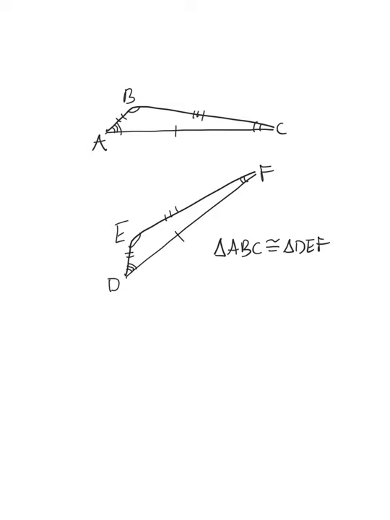And same with angles. Angle A is congruent to angle D. There's angle A with 3 markings, angle D with 3 markings. B is congruent to E. They both have 1 marking. And C is congruent to F. They both have 2 markings. So that's how to use this notation.